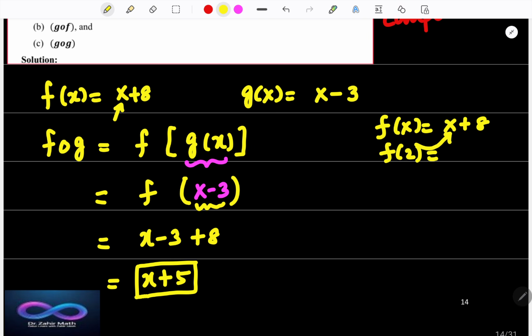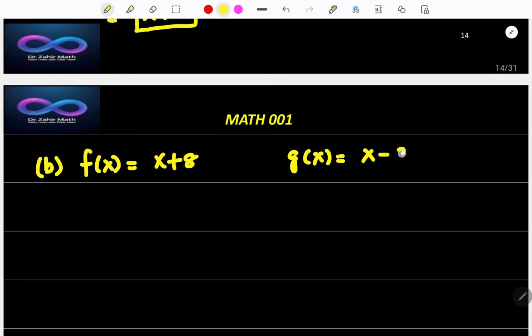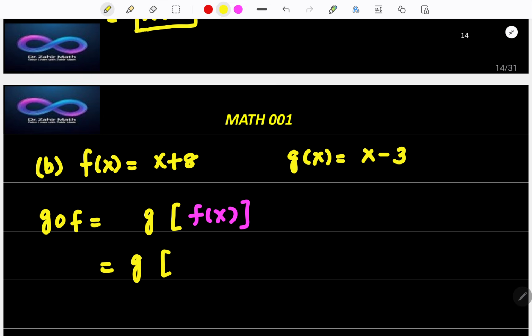So simple. Right. Let's go to B question. What's your B question? The same question. F of x equals what? X plus 8. G of x equals what? X minus 3. What is the question now? G composite f. So G bracket open and then you write f of x. This equals, right, G operating on, what's your f of x?